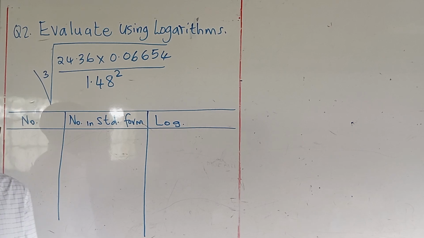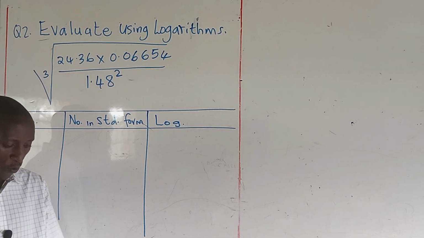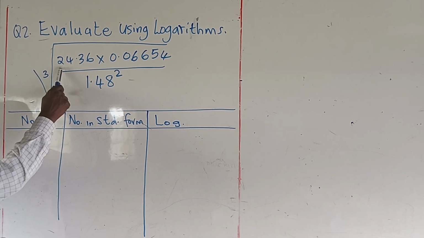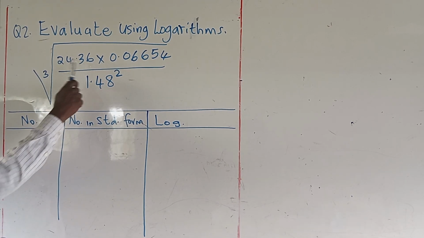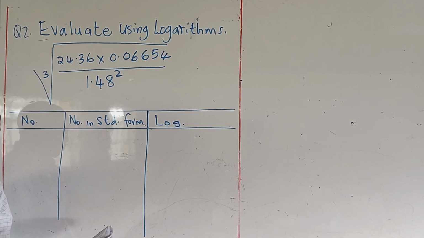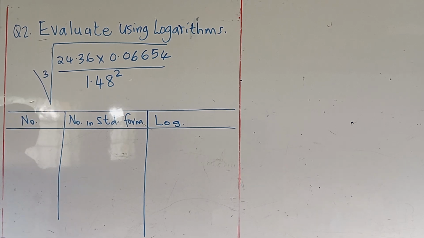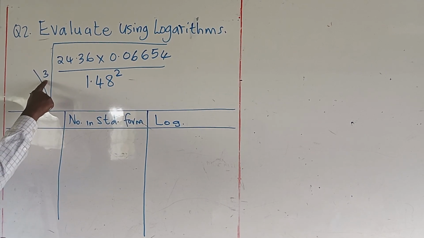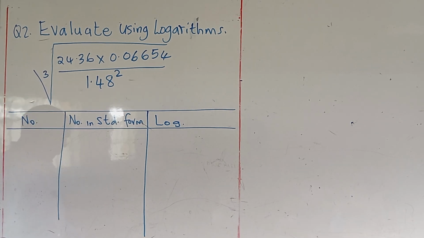Welcome back. In our question number 2, we look at a similar question which says evaluate using logarithms 24.36 times 0.06654, all right, divided by 1.48 squared. The result of that, we cube root. We get the cube root of that number. So how do we go about it?